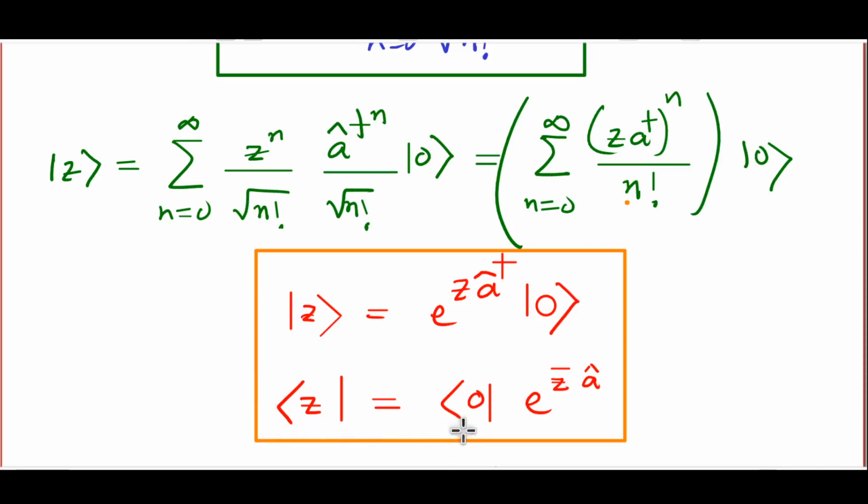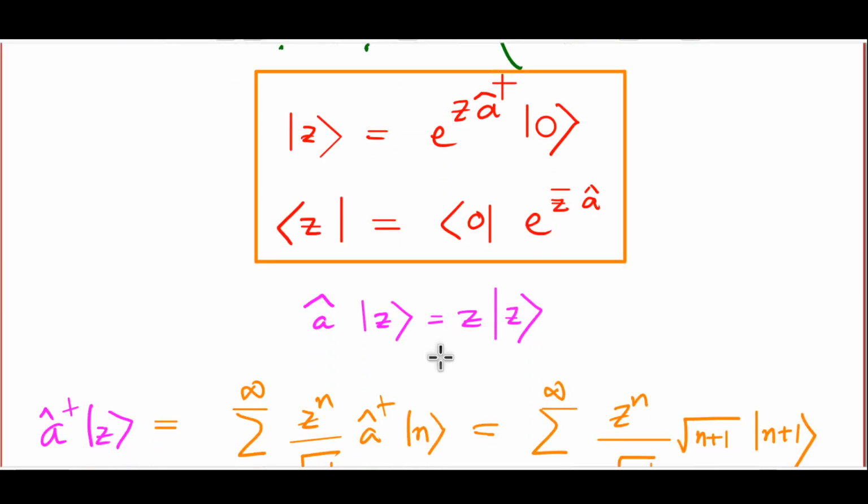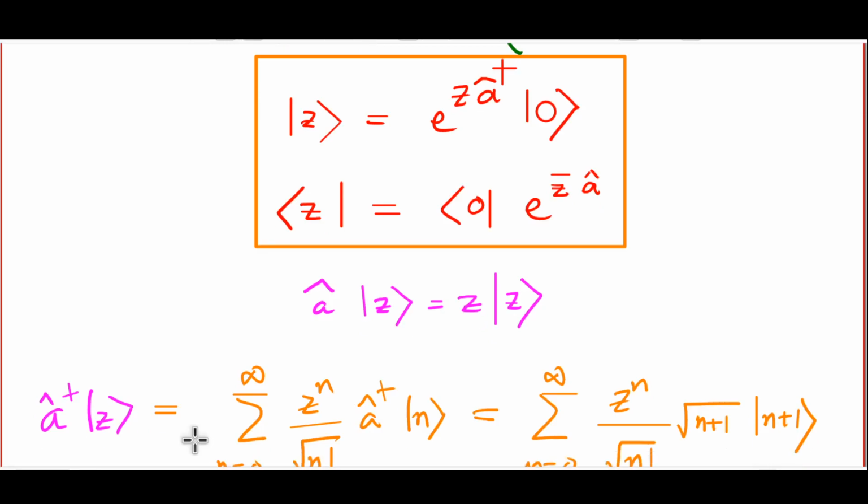Now the bra corresponding to this coherent state z is going to be simply given by the bra 0 acted upon by the adjoint of this operator, which is e to the power z bar a. Let me remind you once again, z bar is the complex conjugate of the complex number z here. Now we already know that the operator a, when it acts on ket z, must give you z times the ket z. This is nothing but the eigenvalue statement that we have made about these coherent states. But what happens if a dagger were to act on this ket z?